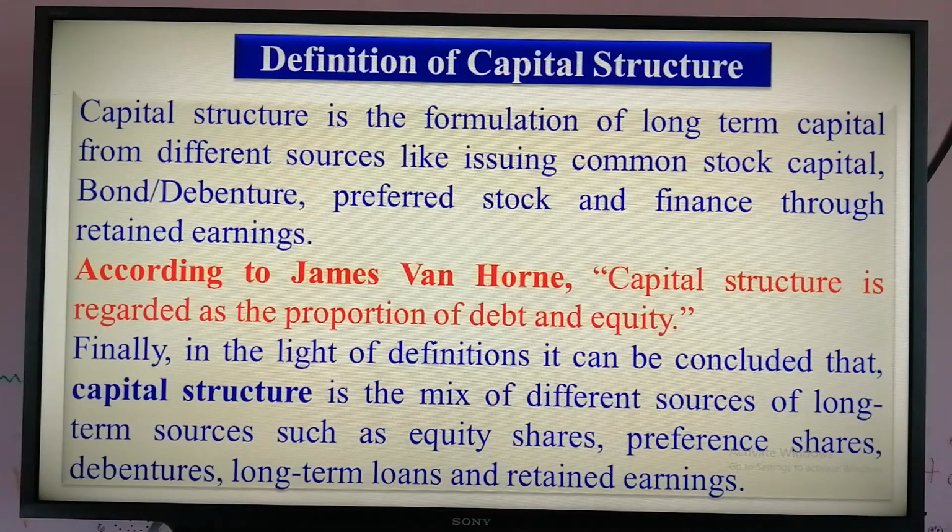Look, James Van Horne emphasizes 2 sources for capital structure. One is debt and one is equity. Equity means common stock, debt means debenture or bond. But overall, capital structure is a way of long-term capital formation. Capital structure is the formulation of long-term capital from different sources like issuing common stock capital, bond or debenture, preferred stock, finance through retained earnings.